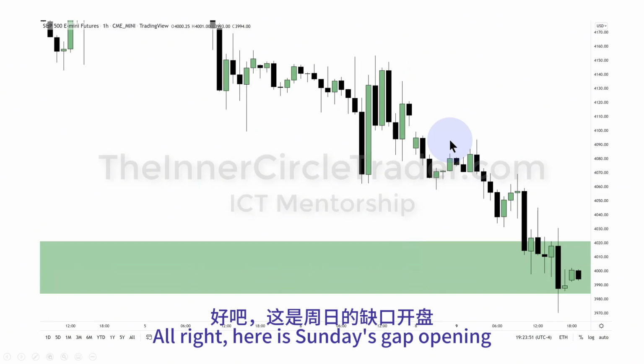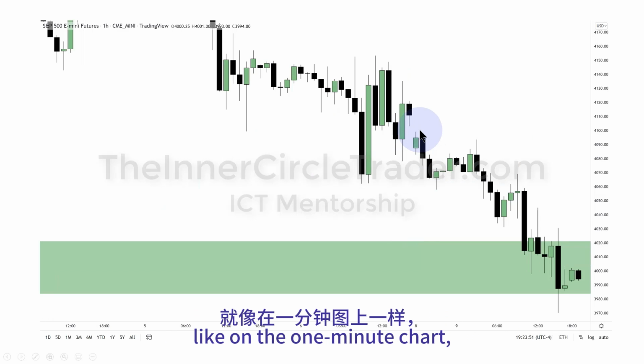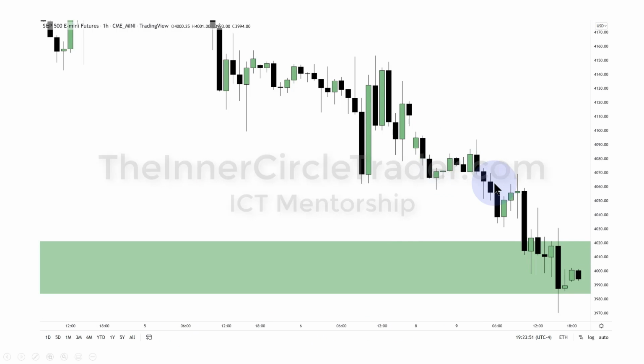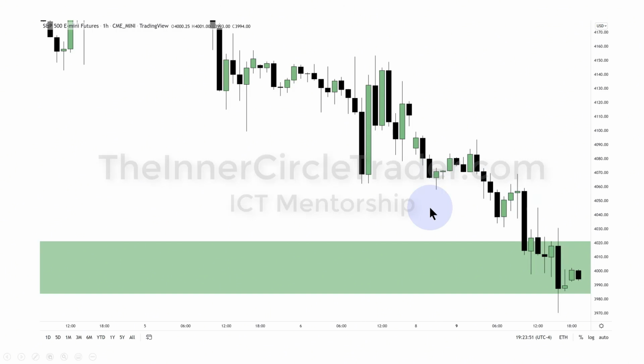All right, here is Sunday's gap opening here, and we had one little pump back up into it, like on a 1 minute chart, and it gave up the ghost and just worked lower from there. Just remained heavy the entire course of Monday's trading into that shaded area.